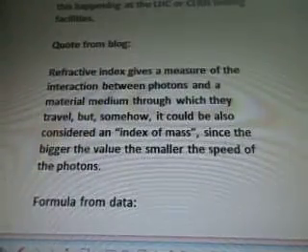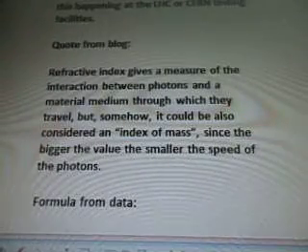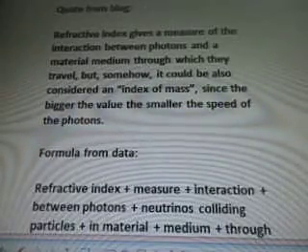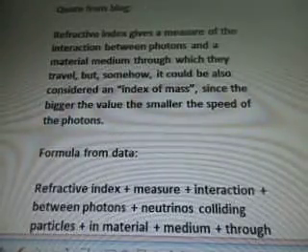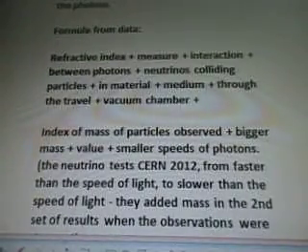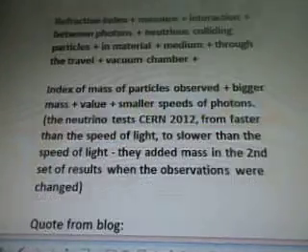Quote from blog: refractive index gives a measure of the interaction between photons and a material medium through which they travel. But somehow it could also be considered an index of mass, since the bigger the value, the smaller the speed of the photons. Formula from data: refractive index measures interaction between photons, neutrinos, colliding particles in material medium through the travel vacuum chamber.